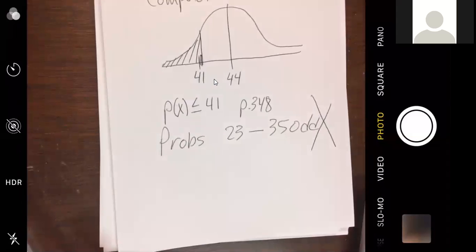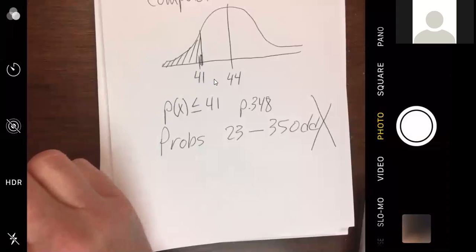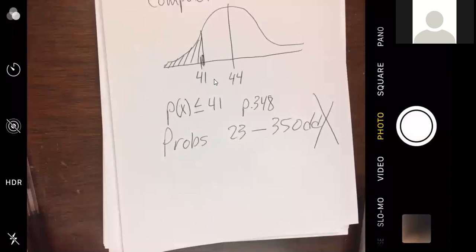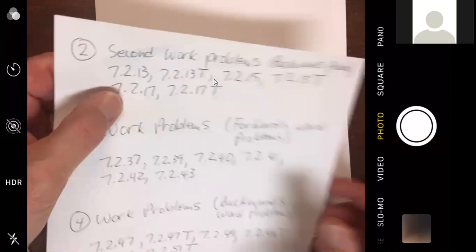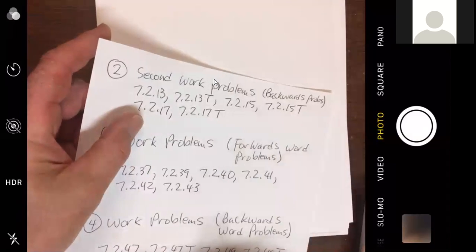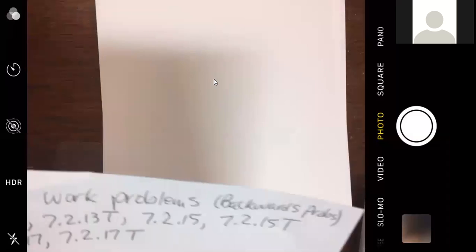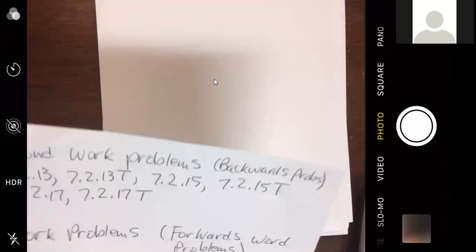I'm trying to check. I copied because the first one I saw, I copied. Then the second one you gave the range. So I'm kind of confused right now. Okay, the first one was 7.2.13, both the 13 and the 13T. Then the 15 and the 15T. Okay, yeah, that's this row right here. Then the 17 and the 17T. And then 21. 21, I don't have. 7.2.21, yeah, I left that off.